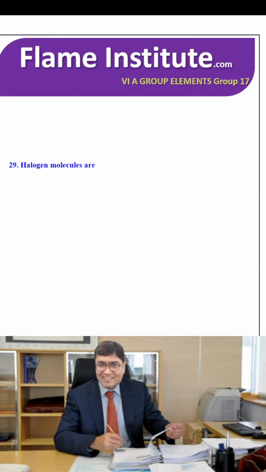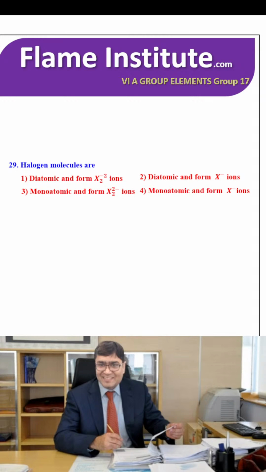Halogen molecules are diatomic and form X2 2+ ions, diatomic and form X- ions, monatomic and form X2 2- ions, or monatomic and form X- ions. The right option is: halogen molecules are diatomic and form X- ions. So the second option is the right option.